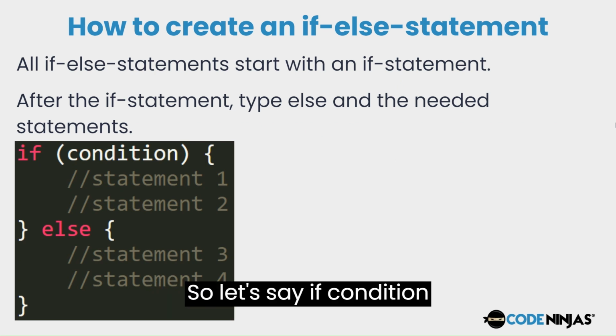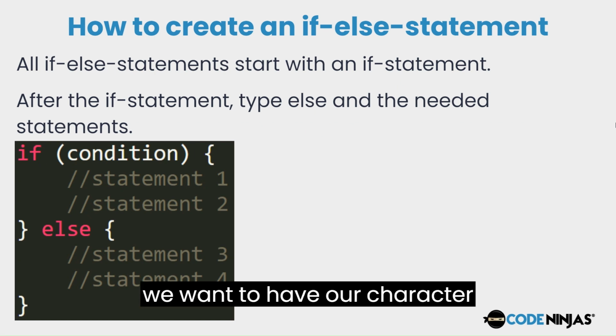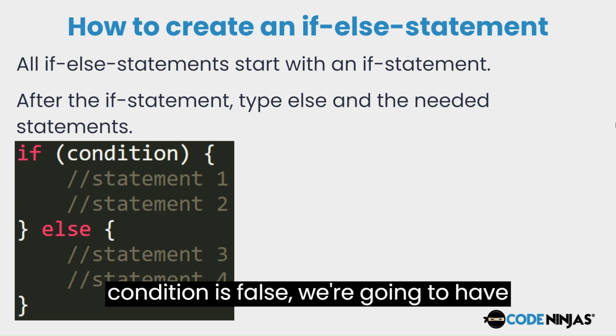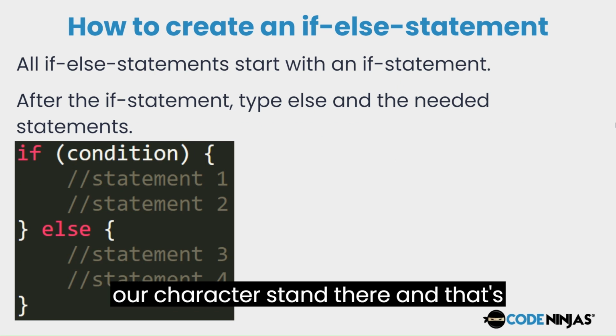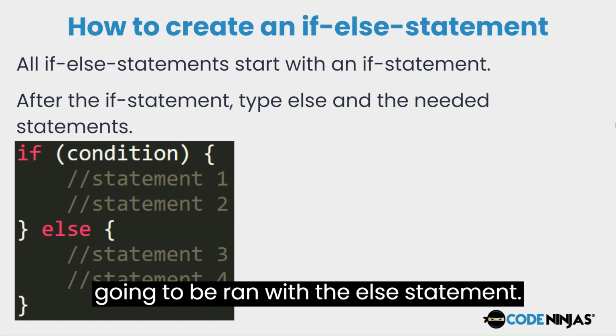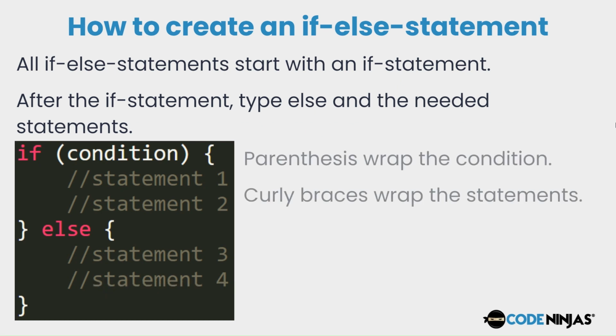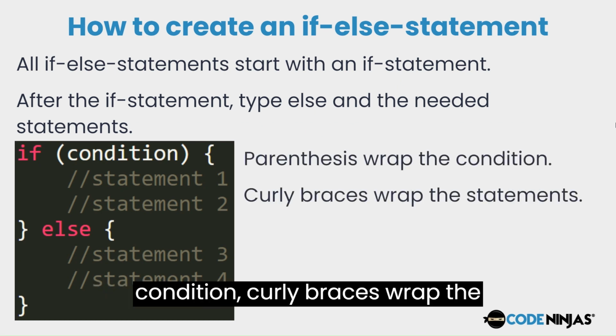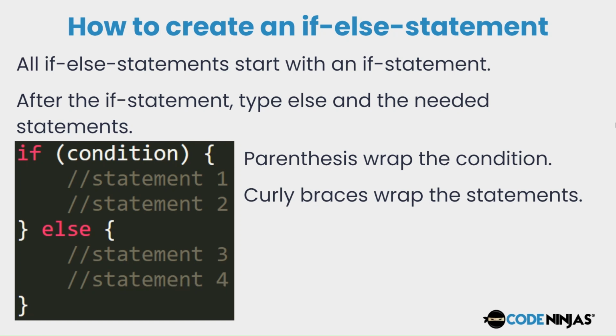So let's say if condition, we want to have our character walk across the screen. If our condition is false, we're going to have our character stand there, and that's going to be run with the else statement. Once again, parentheses wrap the condition, curly braces wrap the statements.